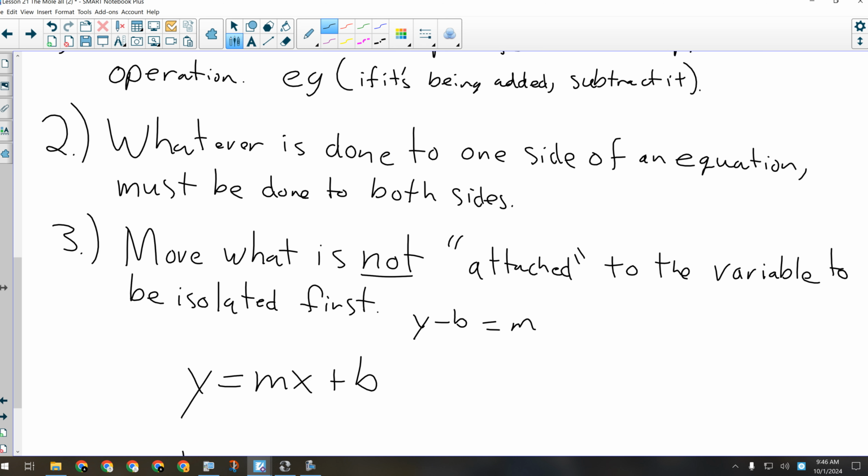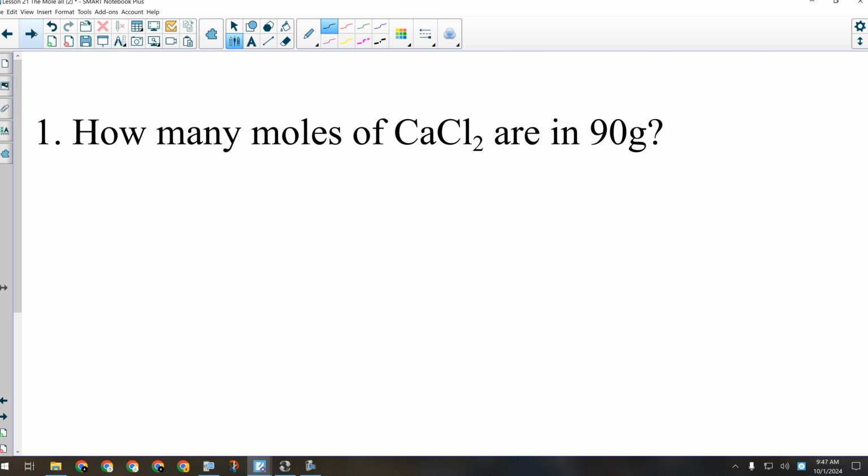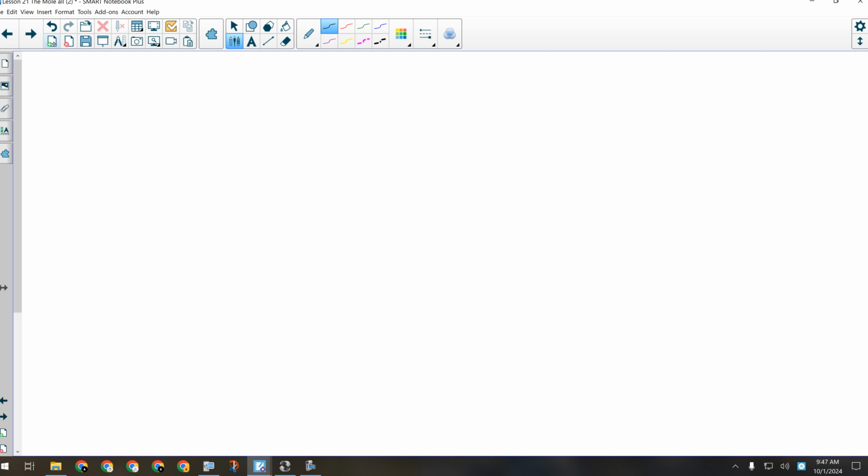And then I have to do it to the other side. Y minus b over m, or sorry, over x. I put m over there. Y minus b divided by x. Now I've solved for m. Is that very hard? No. Did I just have to follow those 3 rules? Yeah. Those rules are infallible. Absolutely infallible.